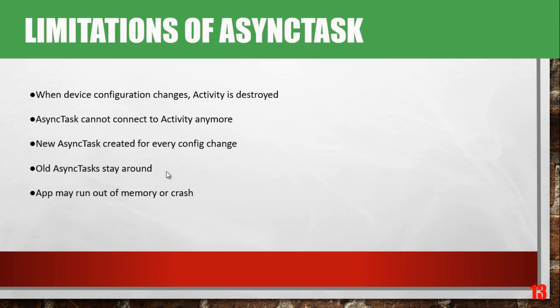So these are the limitations of AsyncTask. While you are using AsyncTask to download an image and it is not completed, and suddenly you rotate the screen, at that time the activity is destroyed and the async task cannot connect to the activity anymore. A new async task will be created for every configuration change of your screen, and the old async tasks stay around, and in this case the RAM may fill up with old async tasks and your app may run out of memory or it may crash.